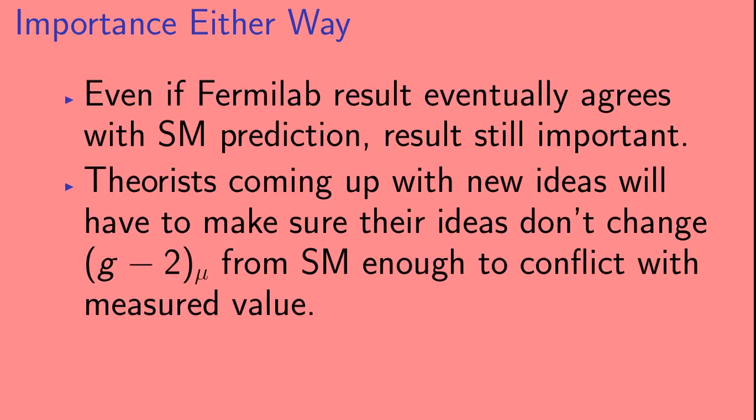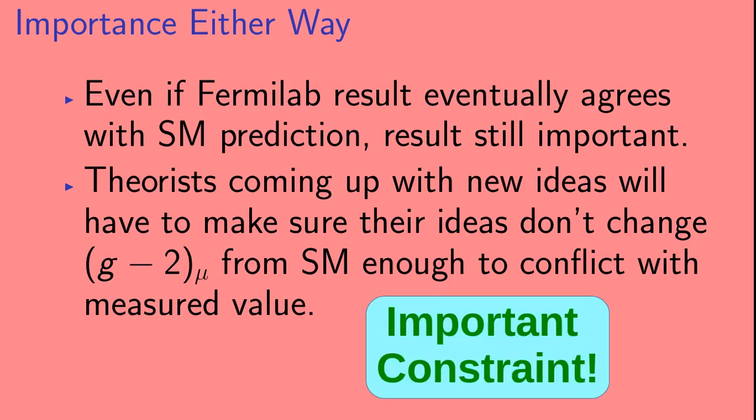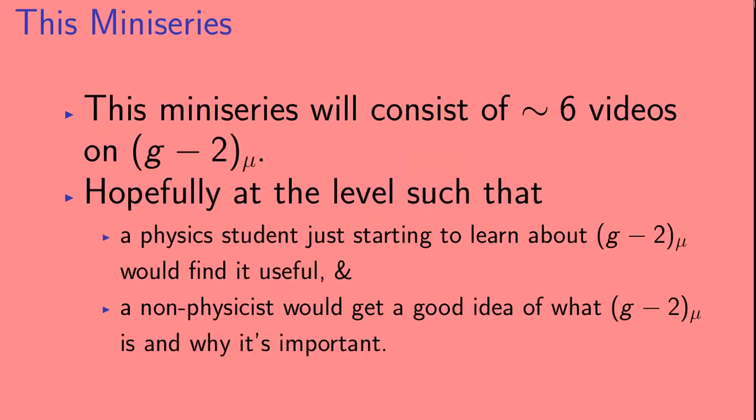But even if the Fermilab result eventually agrees with the standard model prediction, the result is still very important. So theoretical physicists coming up with new ideas will have to make sure that their ideas don't change Muon g-2 from the standard model prediction enough to conflict with the measured value. In this case, the experimental result becomes an important constraint that feeds into theory predictions.